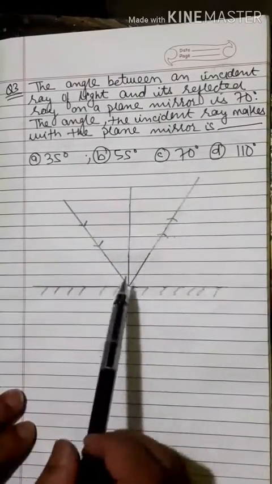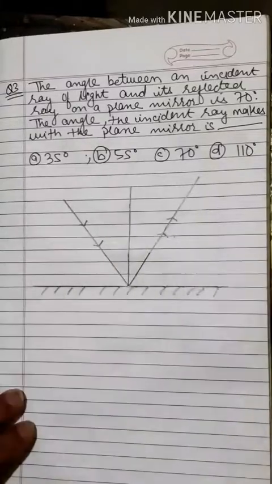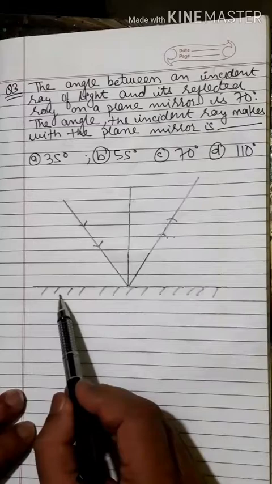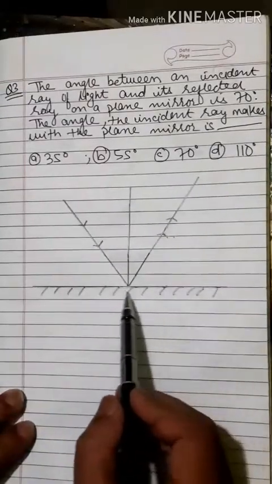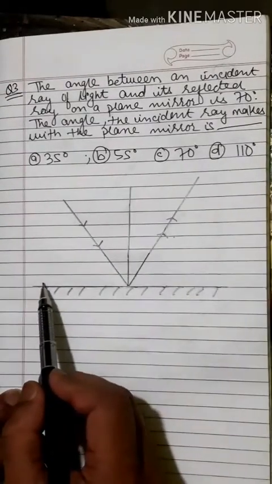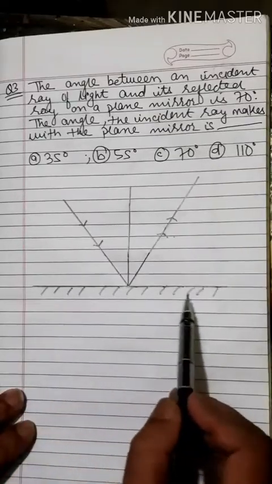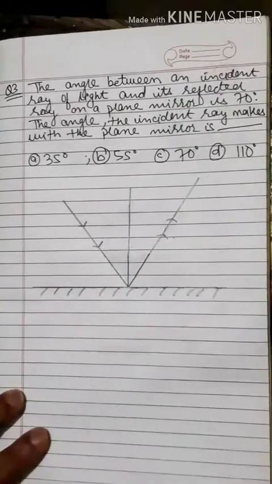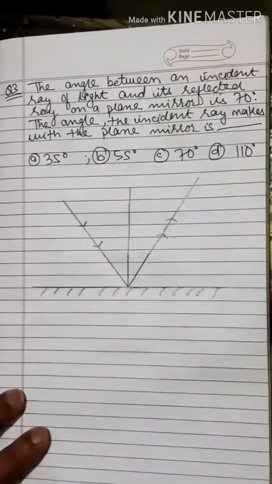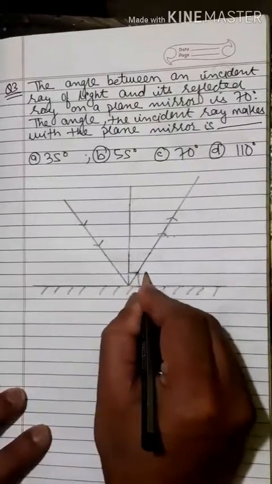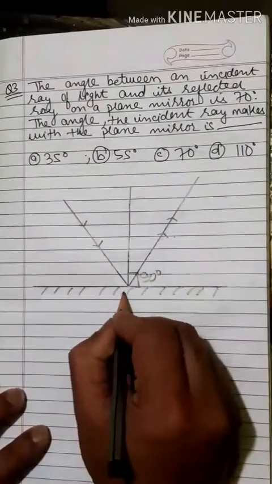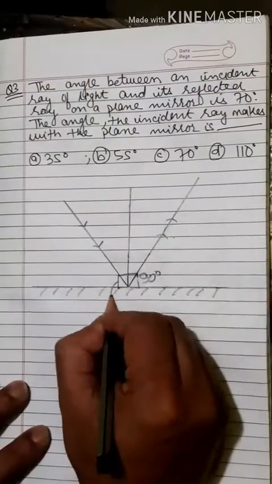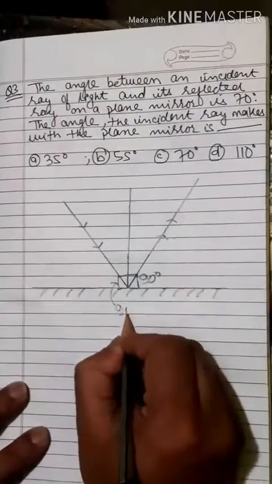Okay, so let us try to construct a simple diagram based on the question. So we have a plane mirror. This signifies that it is the silvered side, and the reflecting side of this is the top side and the bottom side is your silvered surface. So first we draw a normal. As we are aware, the normal makes an angle of 90 degree with the reflecting surface. So this is also 90 and this angle is also our 90 degree.